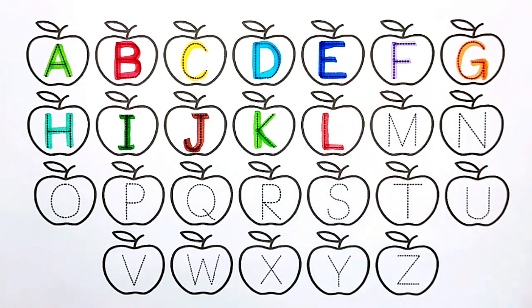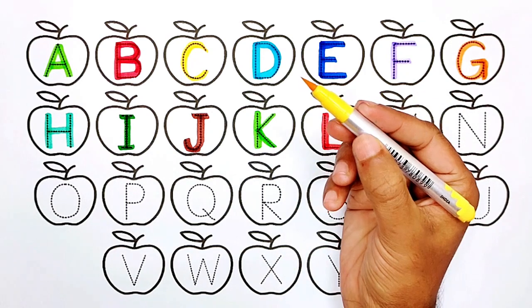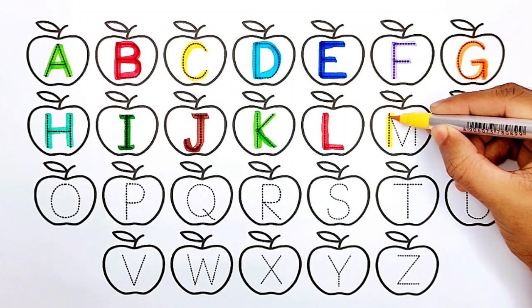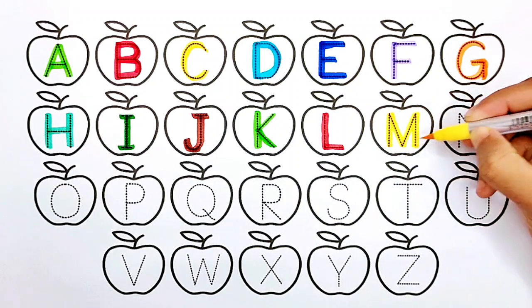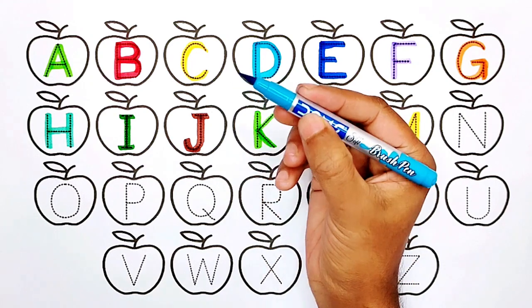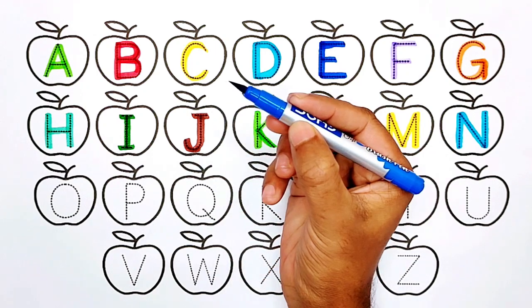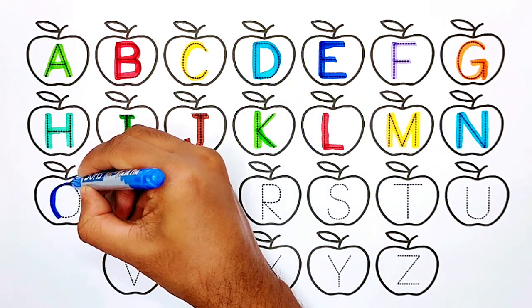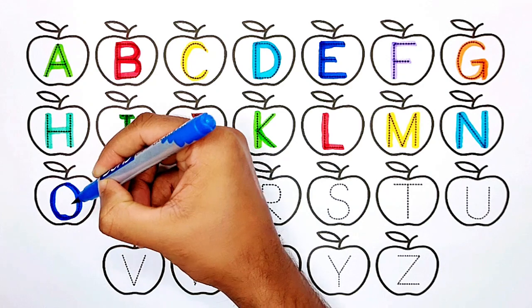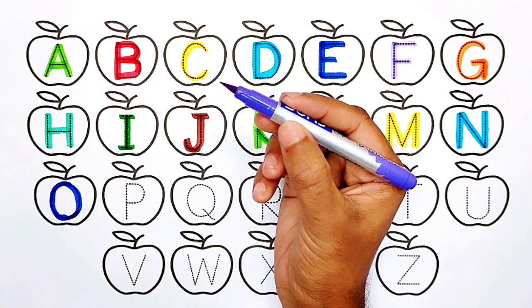L for lollipop. Yellow color. M for mango. Sky blue color. N for nuts. Blue color. O for onion. Purple color.